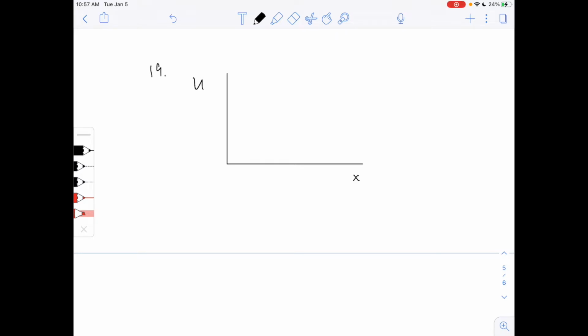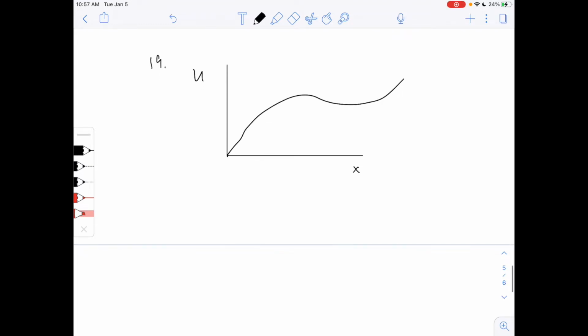energy versus distance. And so in general, so potential and distance, I'm going to draw an arbitrary graph. Okay, so let's just say this is what our potential energy function looks like.